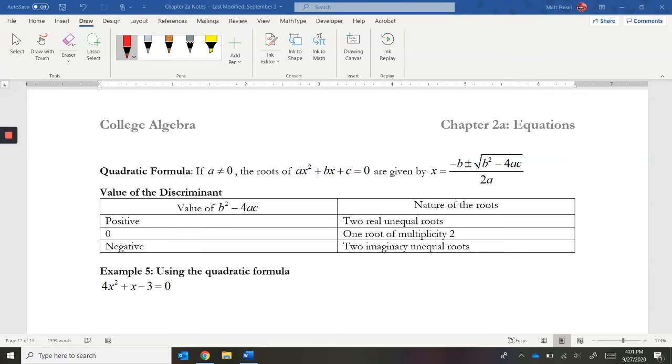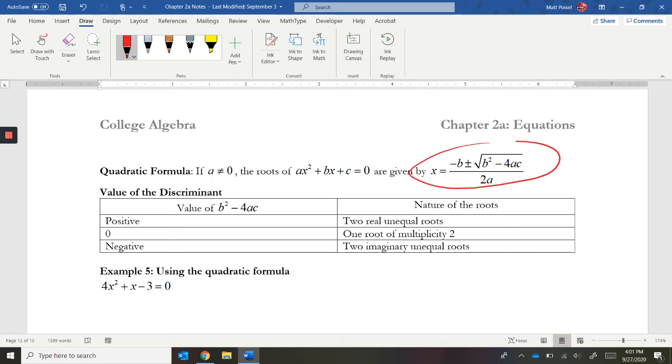Here's part 2 of quadratic equations. This video is going to focus entirely on the quadratic formula. Now here's our quadratic formula right here. X equals negative b plus or minus the square root of b squared minus 4ac all over 2a.